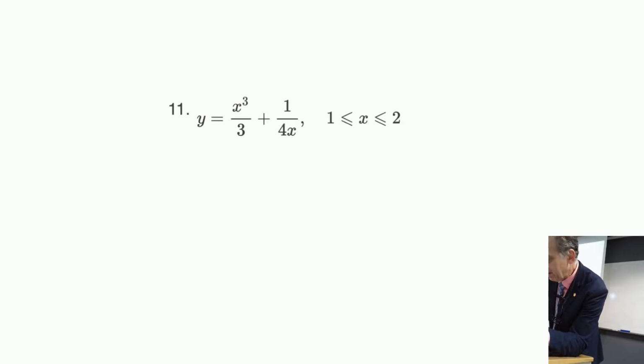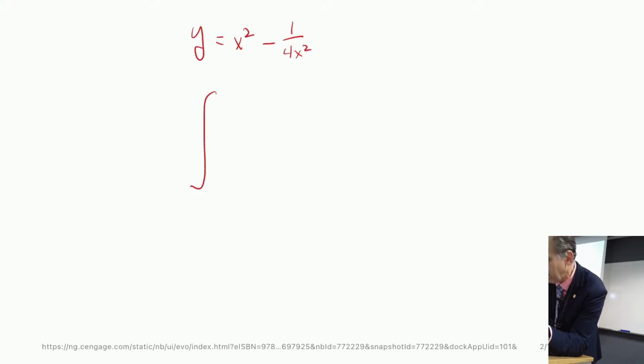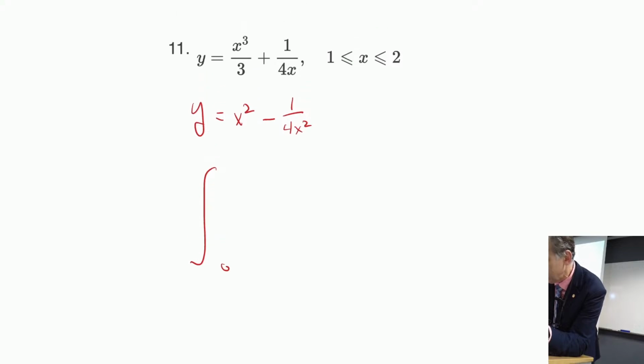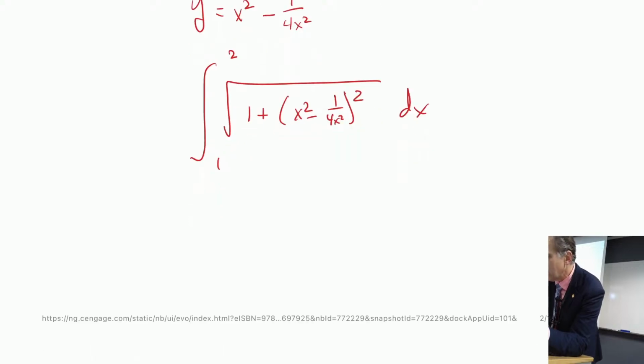Whoops, there it is. So Eli, you know that this is going to be x squared minus 1 over 4x squared. Is that right? And then you can set this up. It's not all that hard. We're going from 1 to 2. Sorry, get rid of that 0 there. I'm just so used to having the lower limit be 0. Square root of 1 plus x squared minus 1 over 4x squared, squared. So this isn't a problem. It's getting that simplification. So let me go ahead and do the simplification for you.